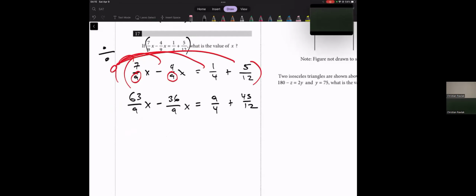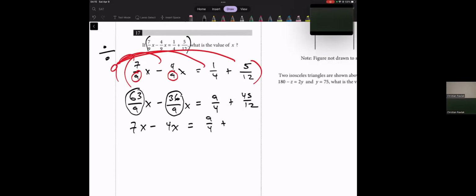Now, this might seem like I made this problem worse, but I did this intentionally because I know everything's going to reduce. For example, 63 over 9 reduces to just 7x. 36 over 9 reduces to 4x. 9 over 4ths does not reduce. 45 over 12 does reduce. You can take a 3 out of both of those. 45 divided by 3 is 15. 12 divided by 3 is 4.